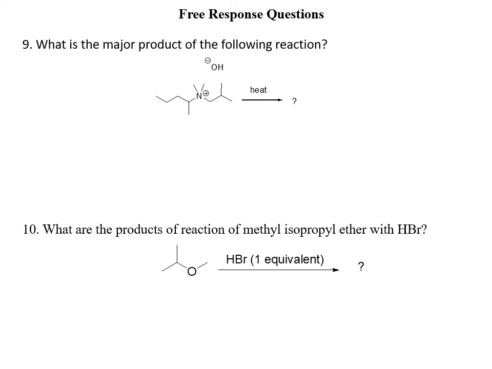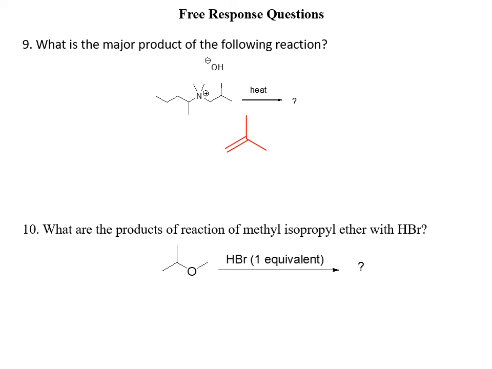Question 9. What is the major product of the following reaction? So here we have a Hofmann elimination, and on the nitrogen we actually have 2 alkyl groups that could eliminate. We have on the right an isobutyl substituent and on the left a 2-pentyl substituent, or sec-pentyl substituent. So the question is which one of them is going to eliminate and what are the possible products.